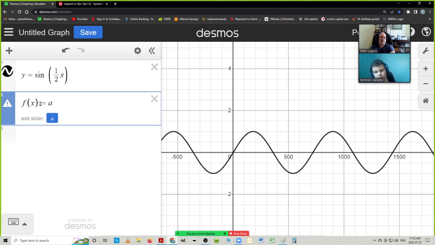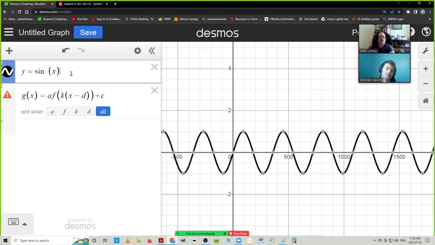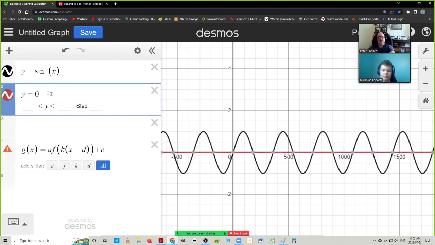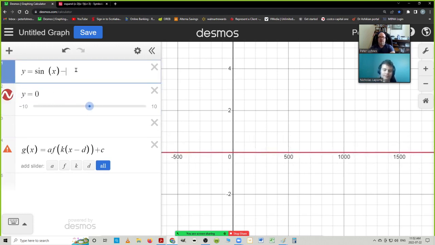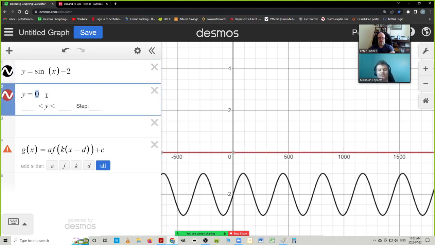of f of x is equal to a times, or let's make it g of x, times f of k, x minus d, plus c. Where do you think the axis is on all that? Let's have a look at a normal sine curve and see what happens. Here's a normal sine curve, right? Agreed? Yes. Here's the normal axis, agreed? Yes. Let's lower this by 2. Whoa. What do you think I should do? So that means that the axis would be at C.